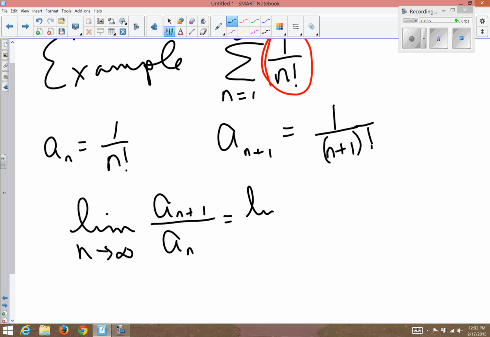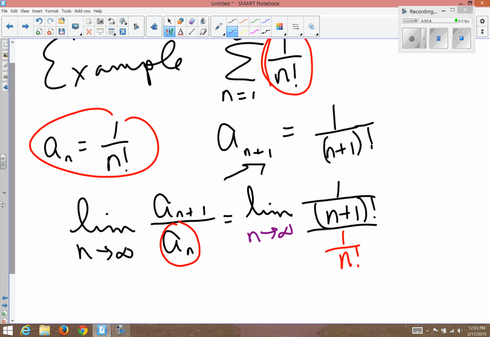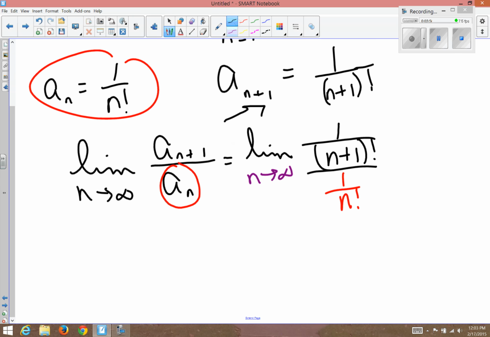In this example, that would be the limit of what I just wrote there, 1 over n plus 1 factorial, over a sub n, which is what I have a red circle around, and it's approaching infinity. Let's calculate this limit. That's the limit of 1 over n plus 1 factorial. Dividing by this red fraction is the same as multiplying by the reciprocal.